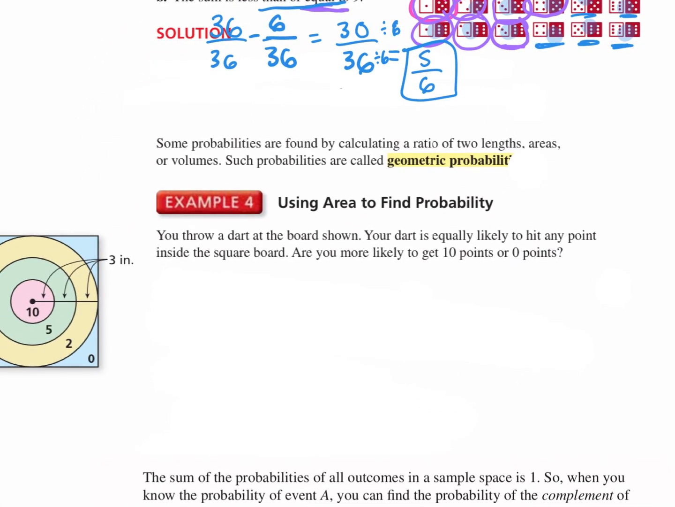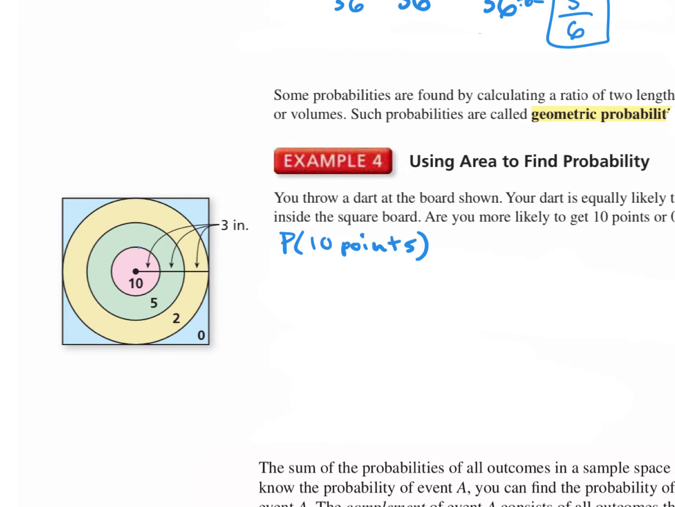This one's fun because it's geometry. You throw a dart at the board shown. Your dart is equally likely to hit any point inside the square board. Are you more likely to get 10 points or 0 points? So first thing we're going to do is find the probability that we can get 10 points. So we're going to say probability of 10 points. So we need to find the area of our 10-point circle and compare that to the area of the entire board.